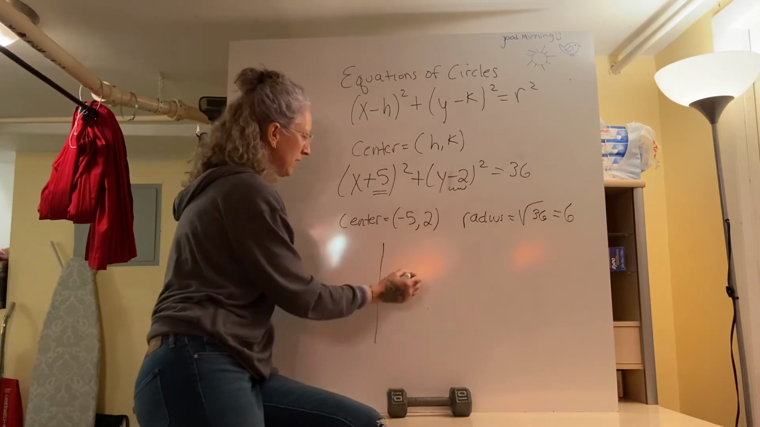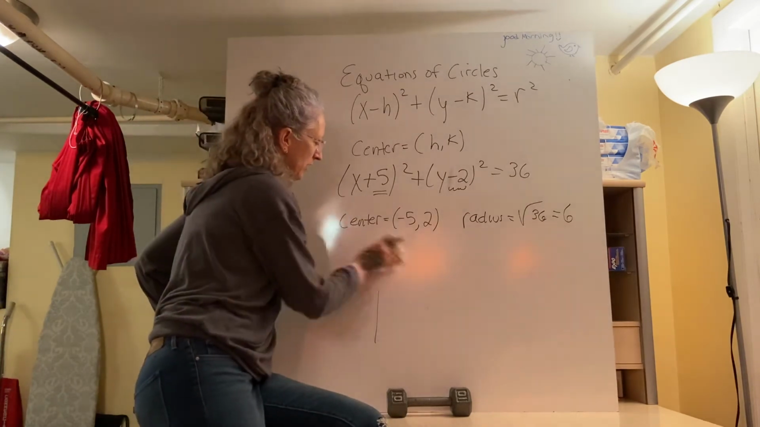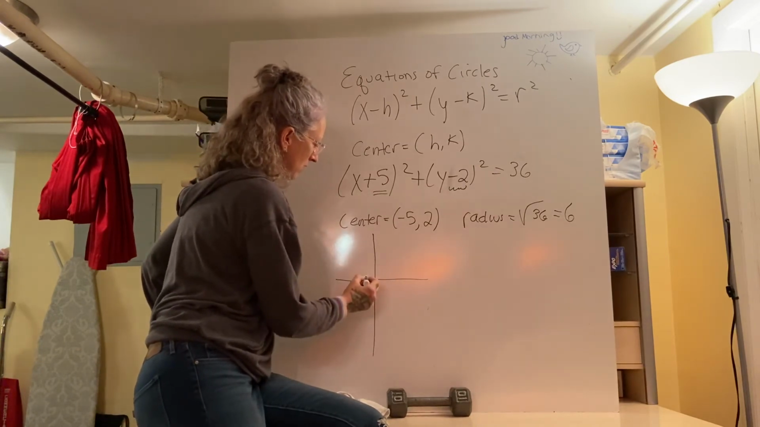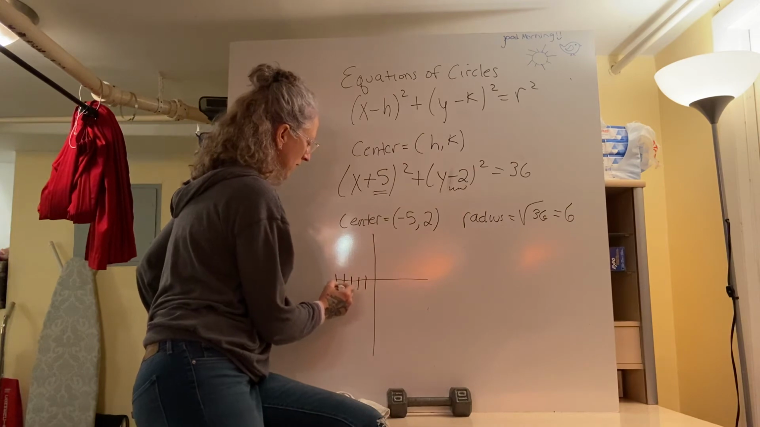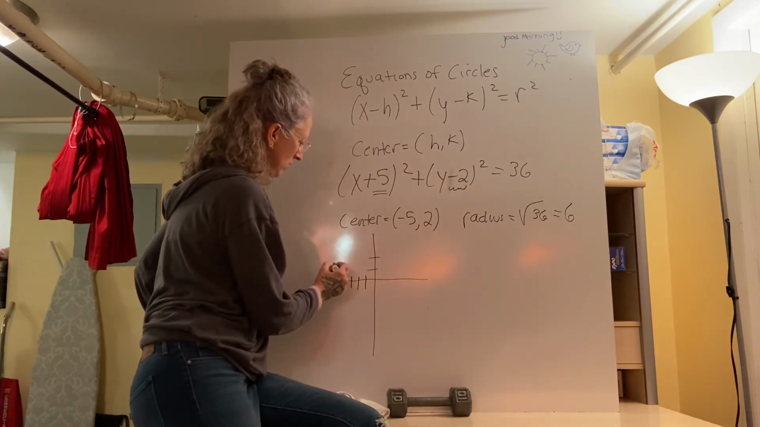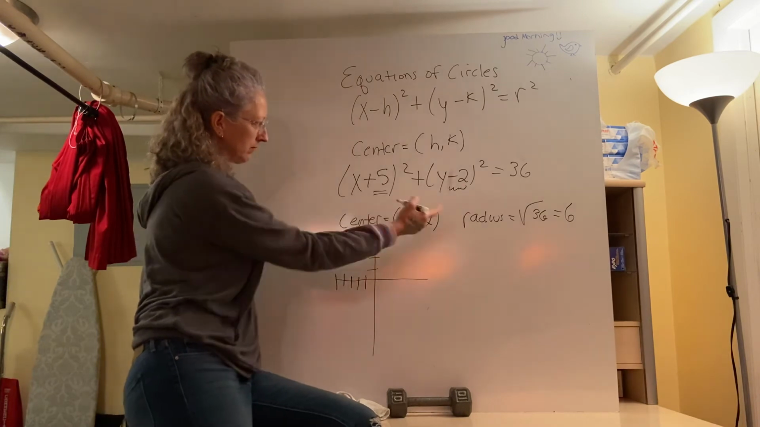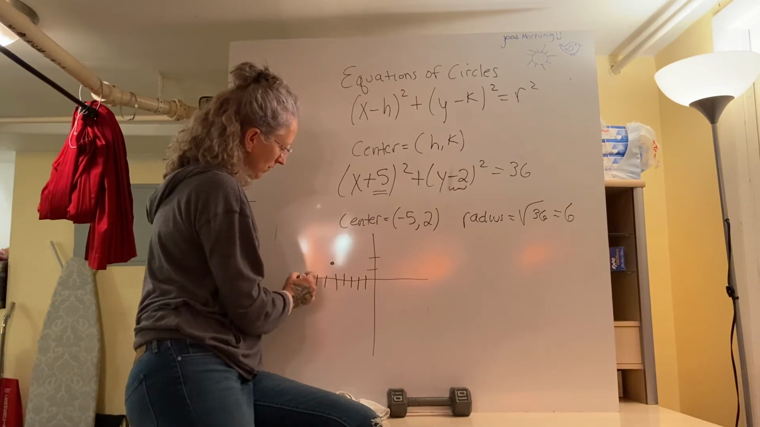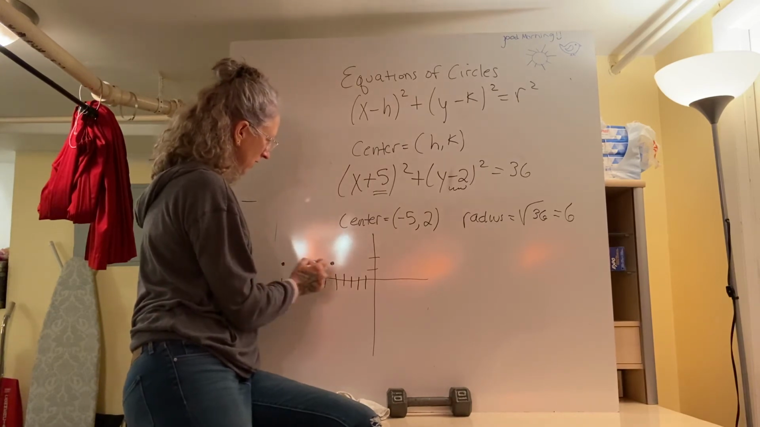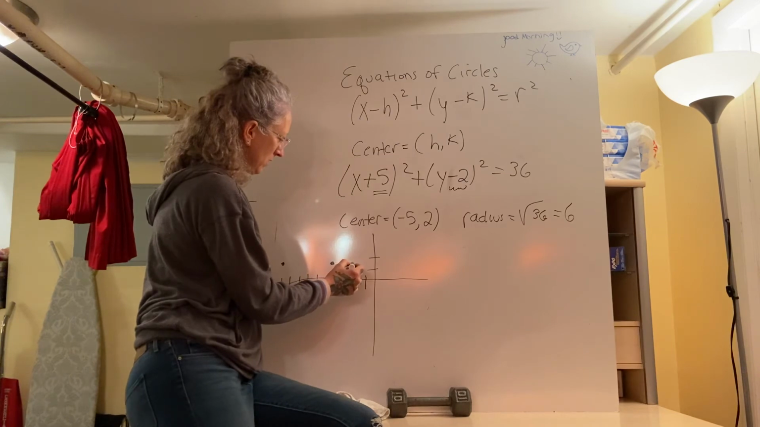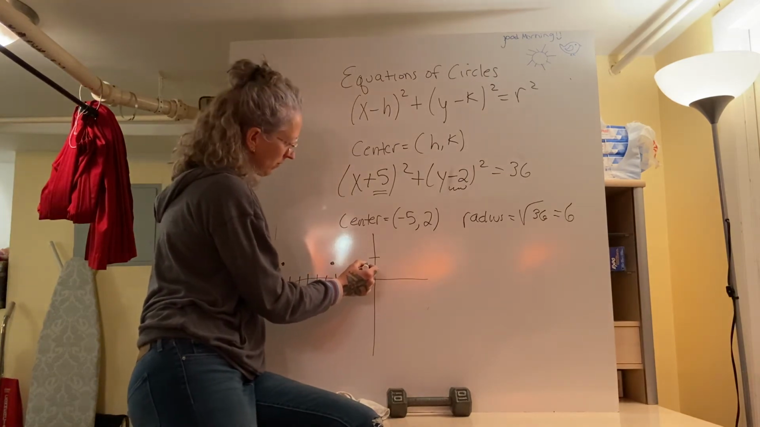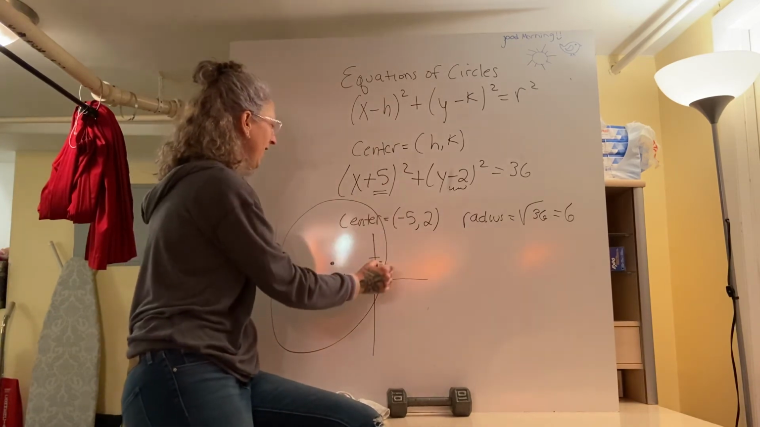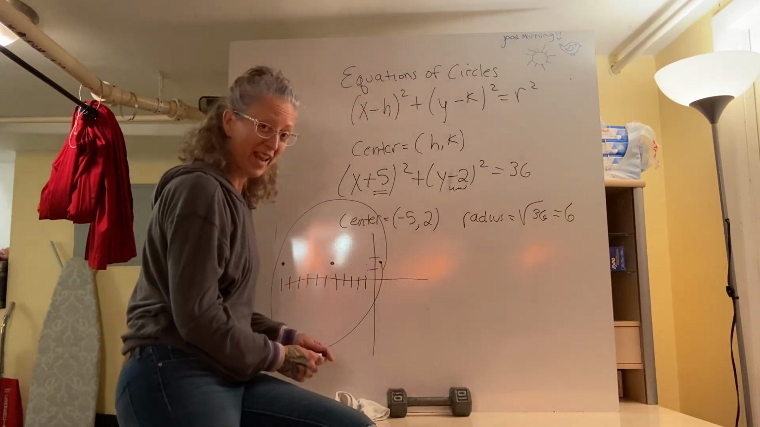So I'm going to graph it. I'll try to do this one a little bit better. All right. 1, 2, 3, 4, 5, 1, 2. There's my center. Radius is 6, so I have 1, 2, 3, 4, 5, 6. So I have to go this far out. Oh, I'm going to run into everything. 1, 2, 3, 4, 5, 6. So it's going to be big. But anyway, it's going to go like this. It's the equation of an egg. All right.